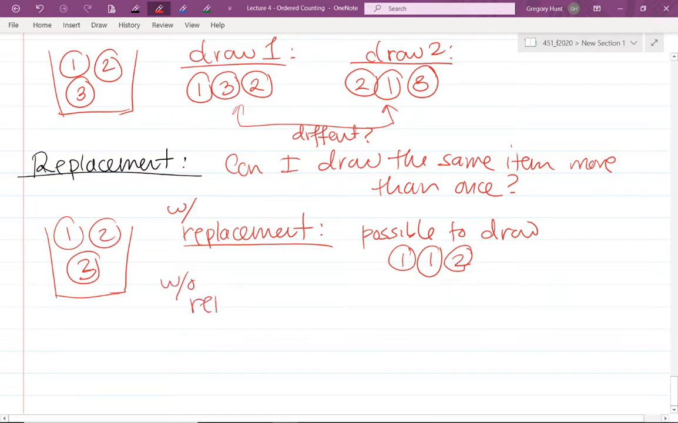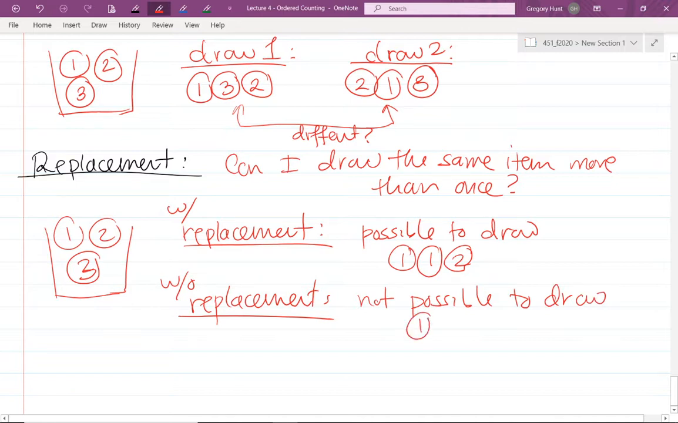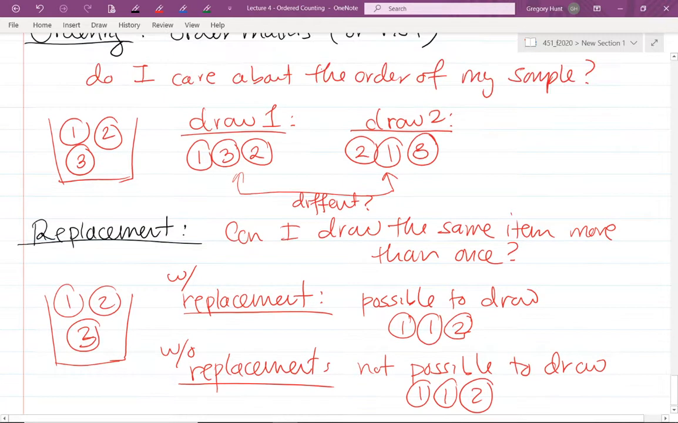Without replacement, as you might suspect, I don't replace it. So it would not be possible to draw 1, 1, 2, because after I draw one out of the basket, I don't put it back. So I draw one out, but now only two and three are left in there. So it's impossible to first draw one and then the second time draw one. Because if I drew it the first time, it's not allowed on the second one. So pretty straightforward.